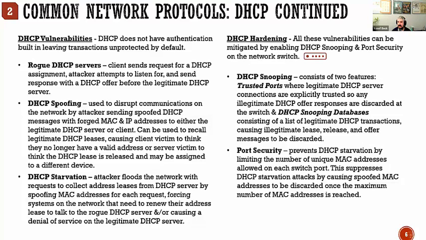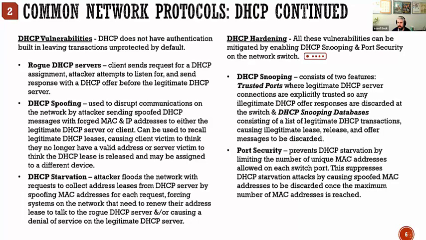So typically on the network switch, not on the firewall, but on a switch, you can enable DHCP snooping and port security. There are different names depending on the make and model of switches and firewalls, but in general, these are the most common terminology. DHCP snooping has two features to it. One is trusted ports, where the DHCP server connections are explicitly trusted, so that any illegitimate offer responses are going to get dropped at the switches and not make it down to the clients.